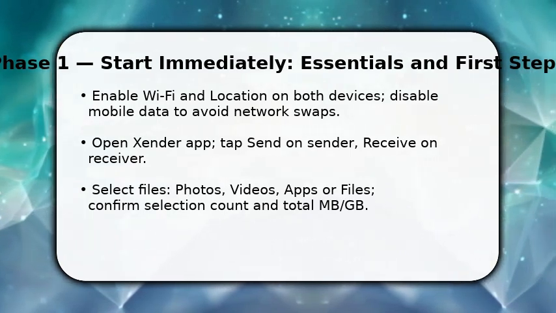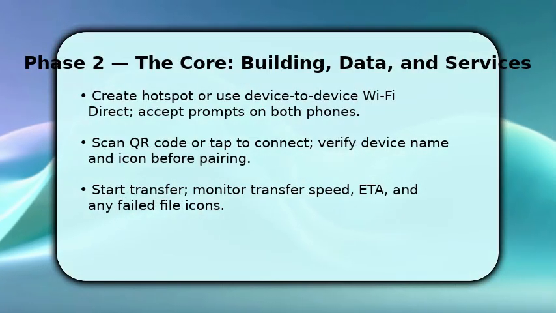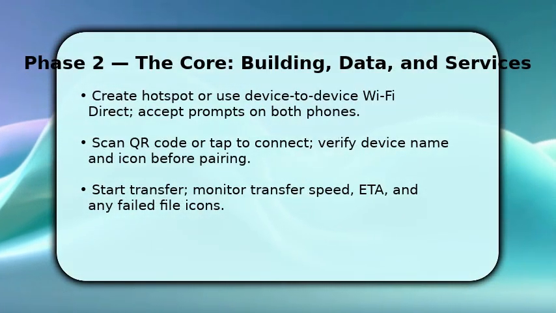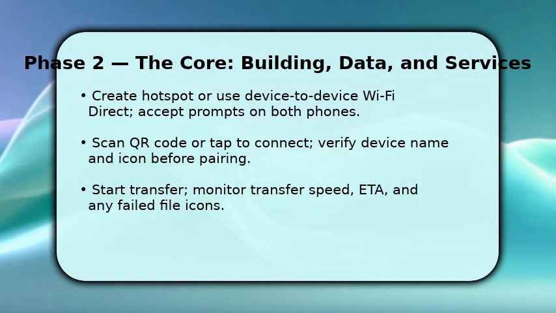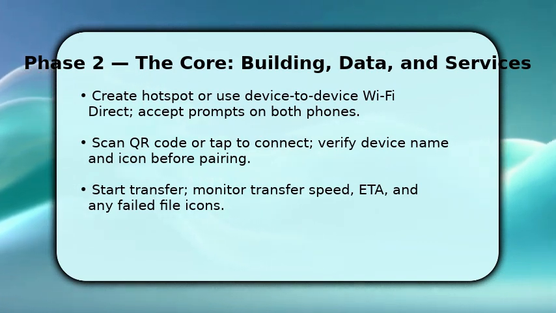You now connect devices, create a hotspot or let Xender use Wi-Fi direct, and accept connection prompts on each phone. Scan the QR code or tap the visible device name to pair. Make sure the icon and name match so you don't connect to the wrong device.